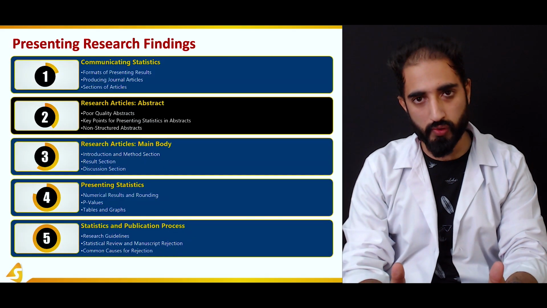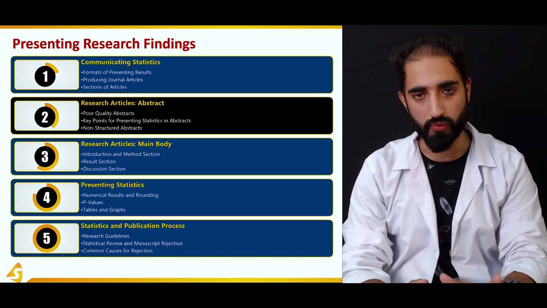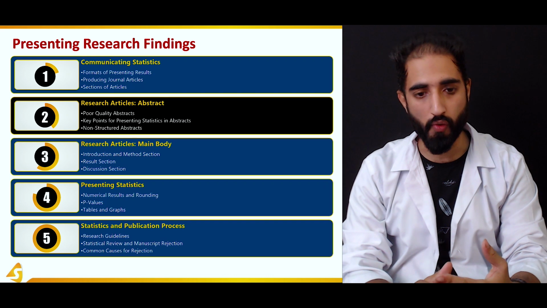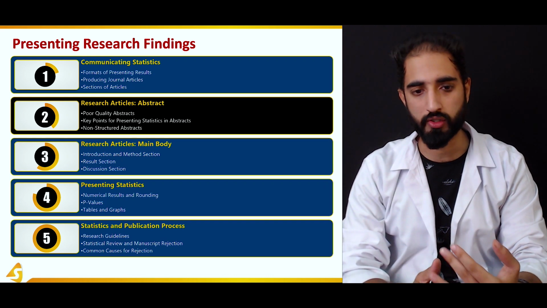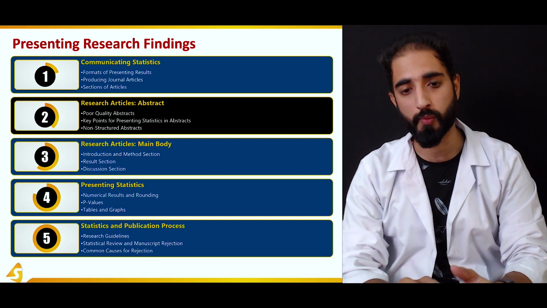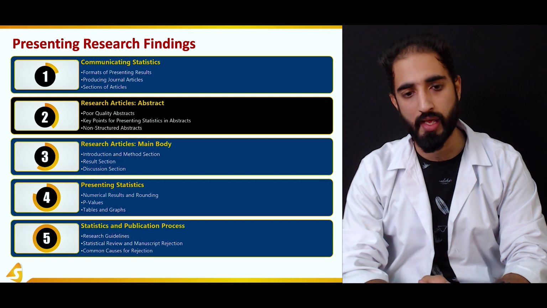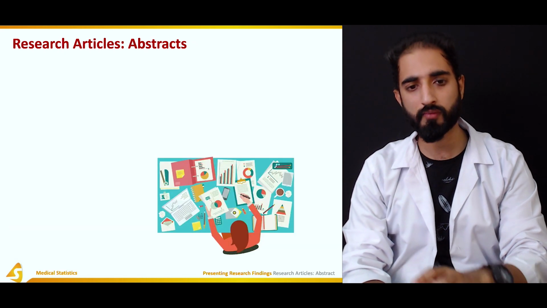So all of us want to get our articles published, and for that we need to be able to write a good abstract. So we are going to focus on what the components of the abstract are, what a good quality abstract is and what a poor quality abstract is. We're also going to talk about the key points for presenting statistics in abstracts, and about structured and non-structured abstracts.